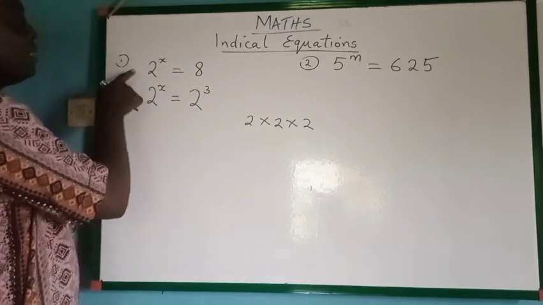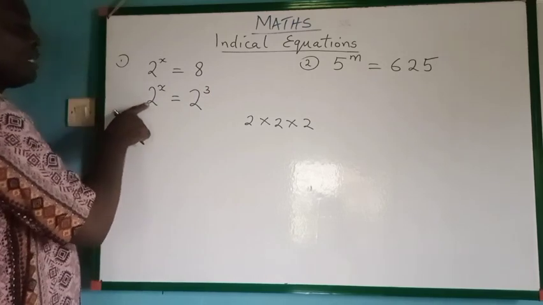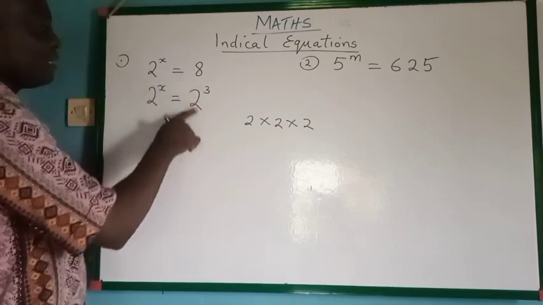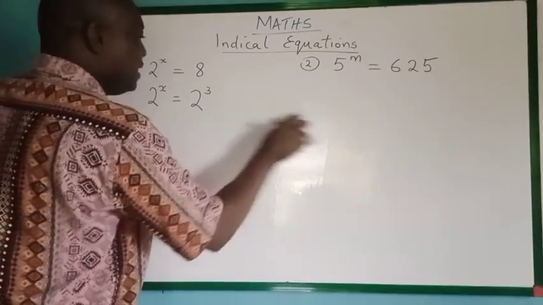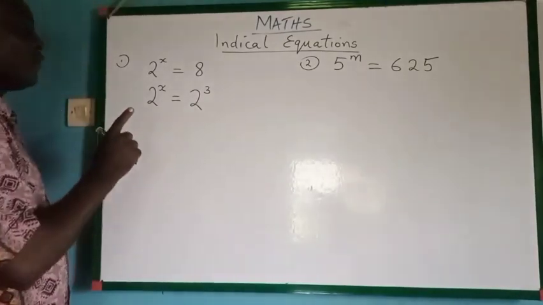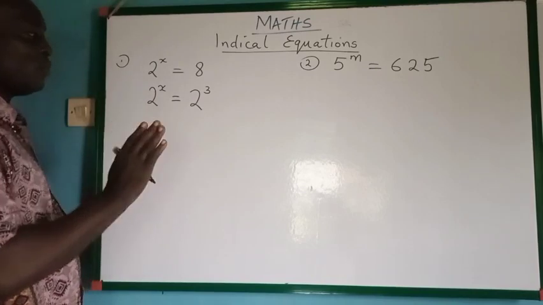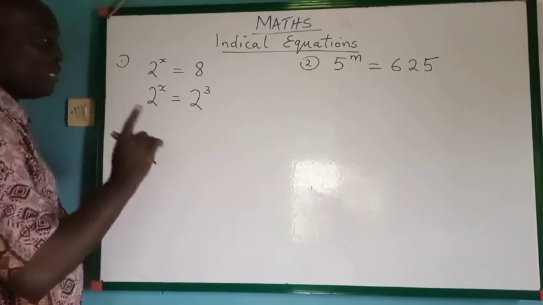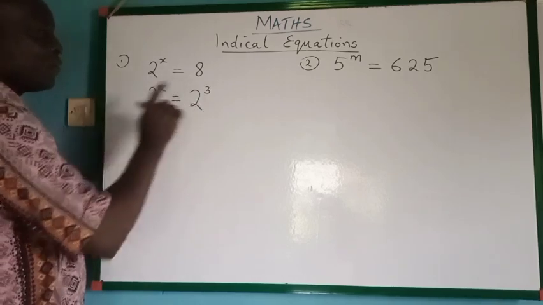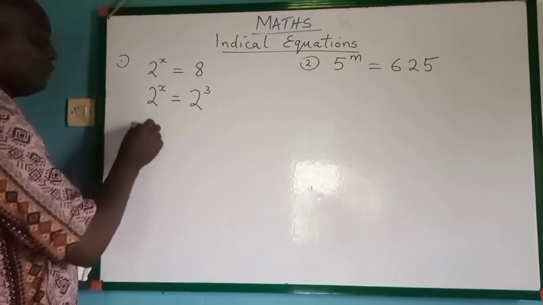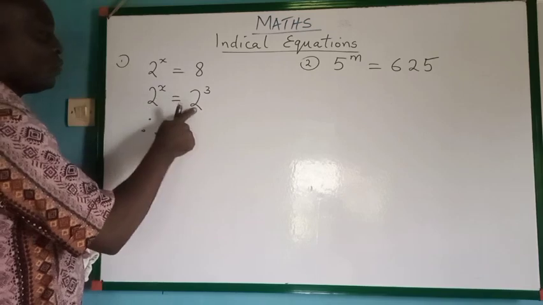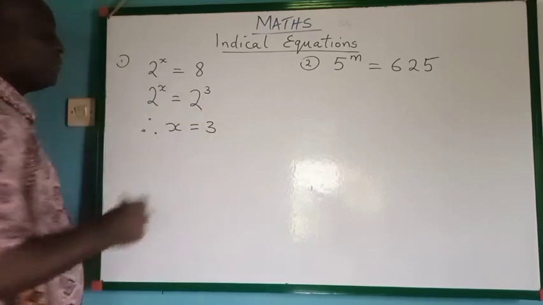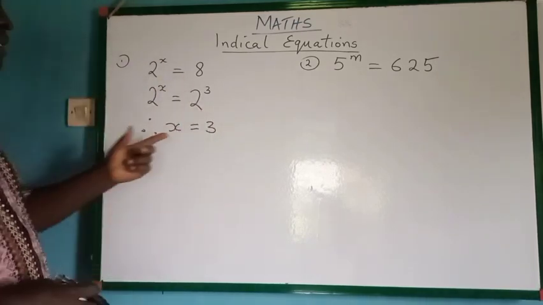So it means that this first level of this equation and the second level are just the same thing, only that we are expressing the right hand side in a different base number. If we get that one clear, let us move further. From an indicial equation, once you get to this point, as far as the base or the foundation numbers are equal, it also means that their powers are also equal. So we can say, therefore, if 2 is equal to 2, it means that x is equal to 3. Therefore, x is equal to 3. So the value of x in this case is 3.